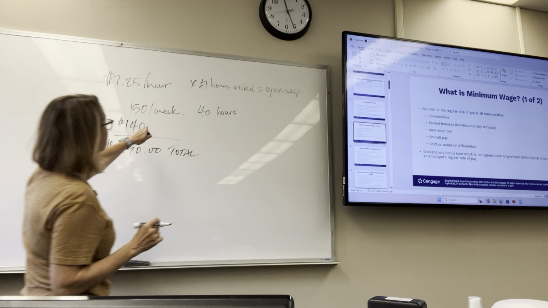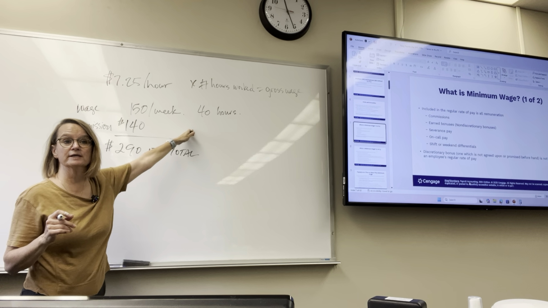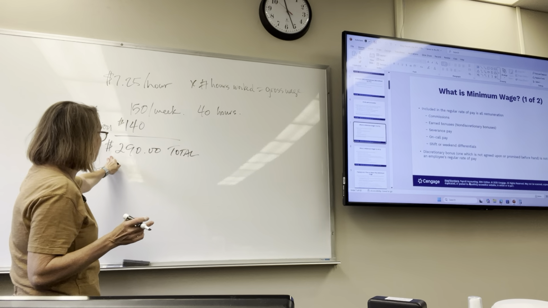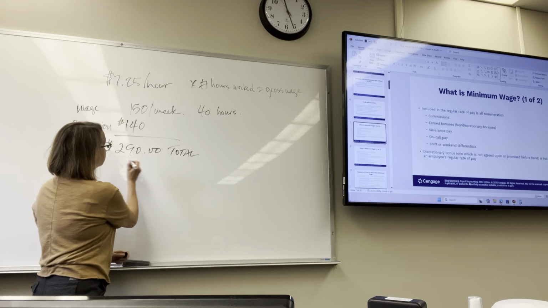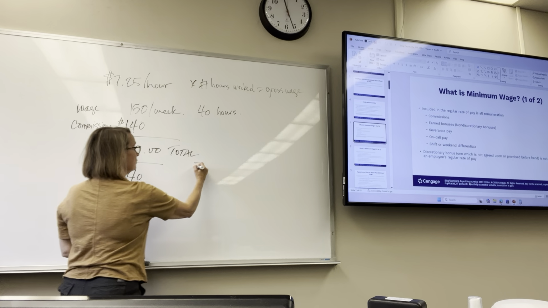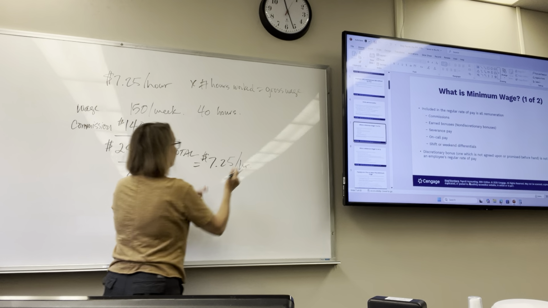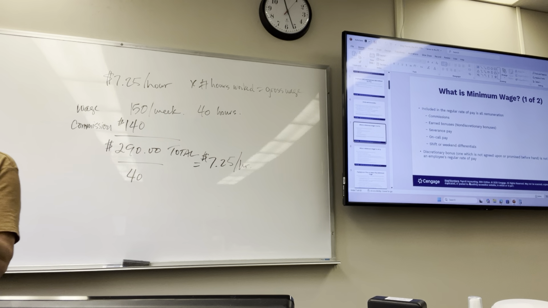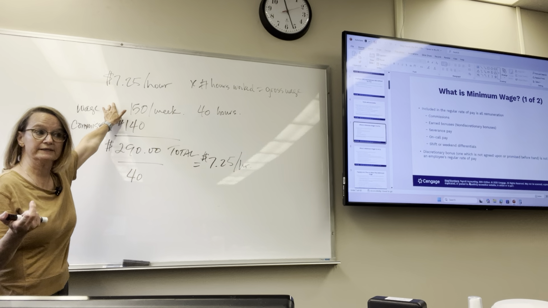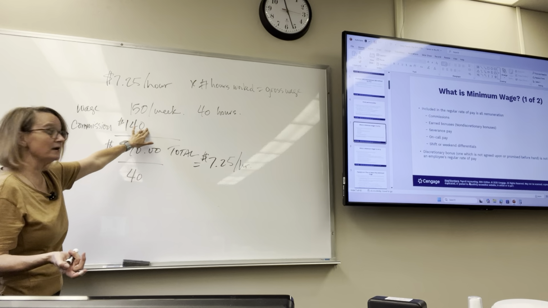We get to include that $140 in commissions in our calculation of determining if they met the minimum wage requirement. Now, if we take $290 and divide it by the number of hours that they worked, 40 hours, what we come up with is $7.25 an hour. They've met the minimum wage requirement, meaning the employer pays them $150 directly as a wage, but then they earned that additional commission of $140.